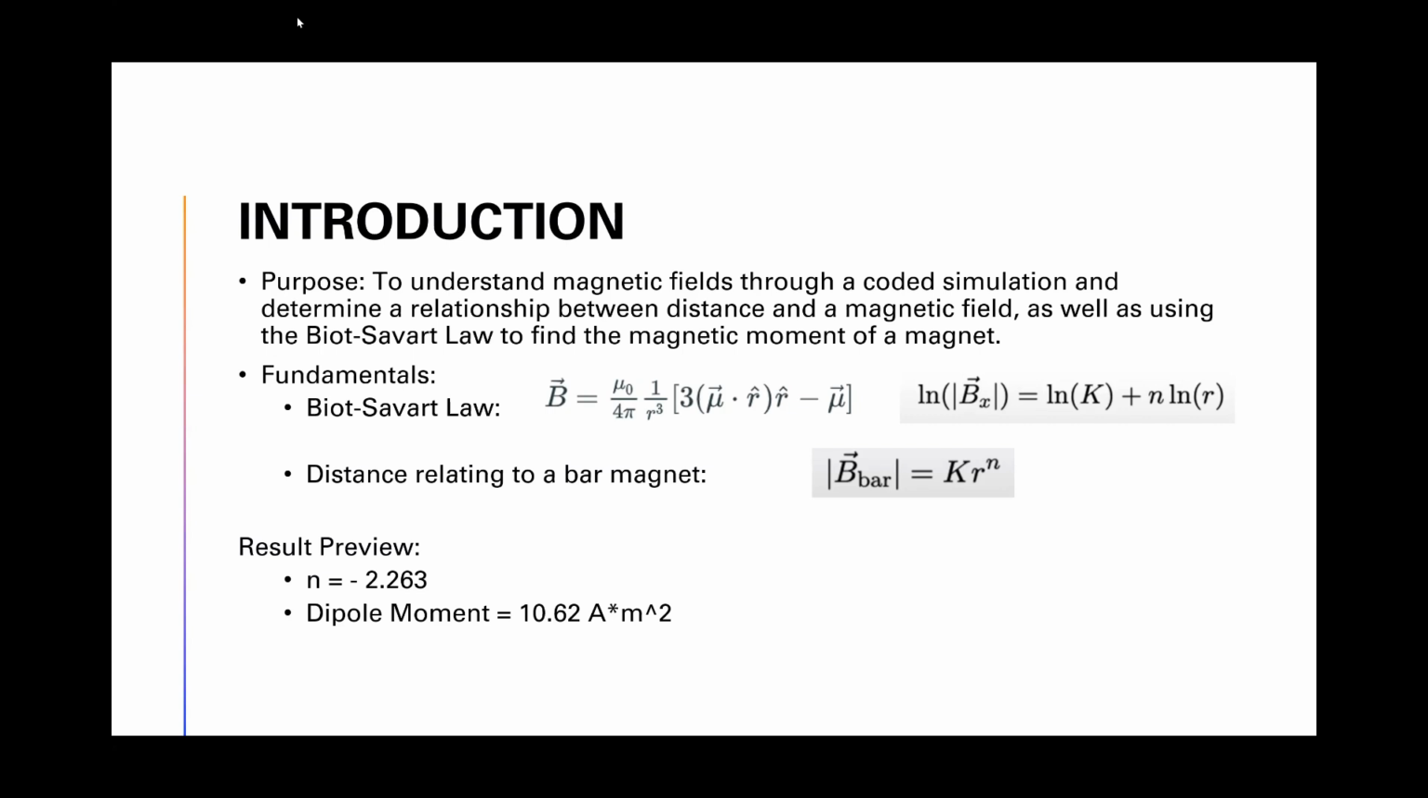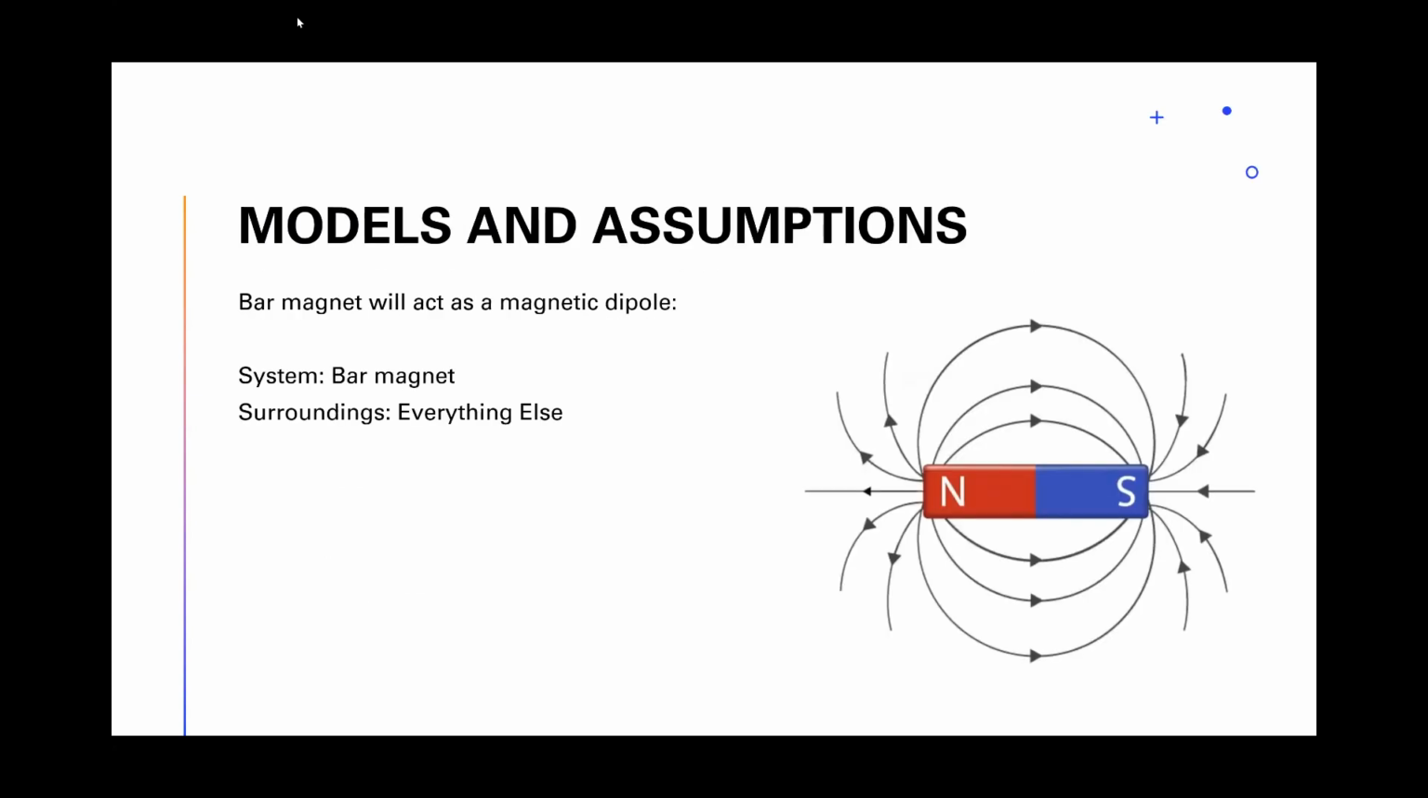For our result previews, our n is equal to negative 2.263, and our dipole moment was 10.62. For our models and assumptions, our assumption is that this bar magnet will act as a magnetic dipole, which you can see displayed here. Our system will be the bar magnet, and our surroundings will be everything else in the experiment.